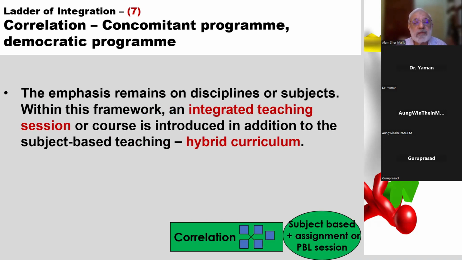But within this framework, an integrated teaching session or course is introduced in addition to subject-based teaching, like a hybrid curriculum, where we have, let's say, a lecture-based curriculum. At the same time, we have problem-based learning sessions and some joint sessions. So that becomes a kind of concomitant program or correlation.